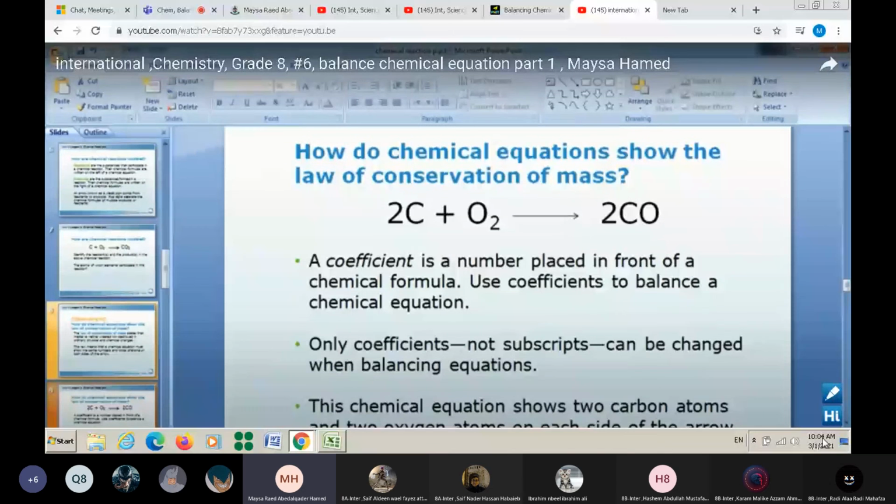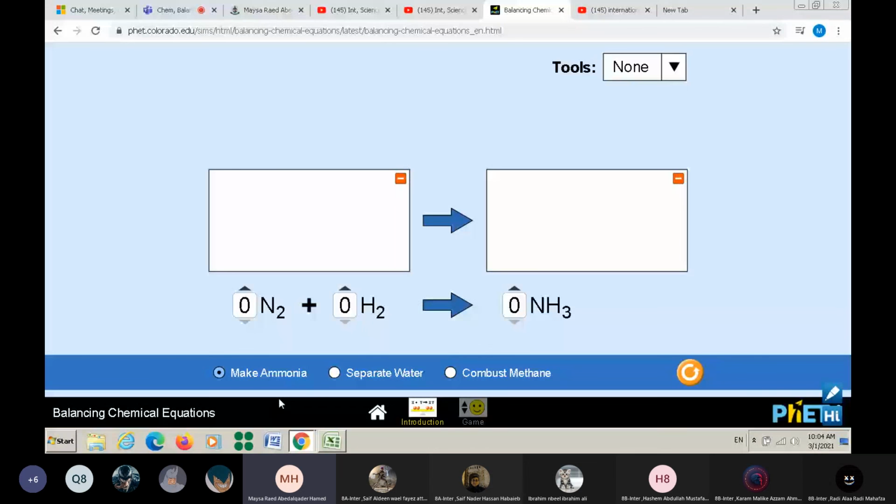If you look at this one here on the screen, the number of nitrogen atoms is 2 in the reactants, but in the product it's only 1. Hydrogen is 2 in the reactant, 3 in the product. What are we going to do to make this chemical equation balanced? We're going to change the coefficient, the numbers here, to get a balanced chemical equation.